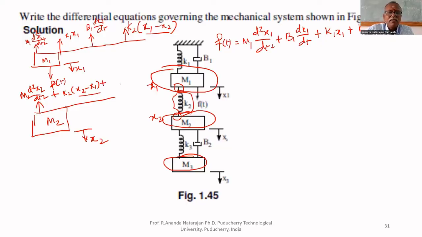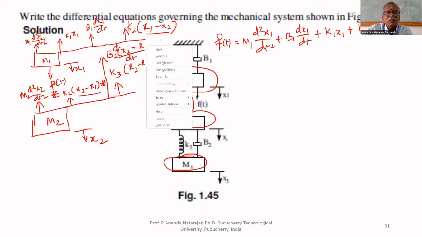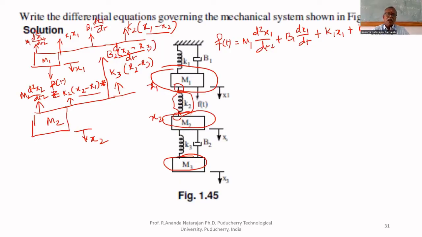Then K3 is connected here. Therefore, the reaction force because of K3 is K3 multiplied by x2 minus x3 because both ends are free. Similarly, B2 is also connected. Therefore, because of B2, the reaction force acting on it is B2 multiplied by the derivative of x2 minus x3.